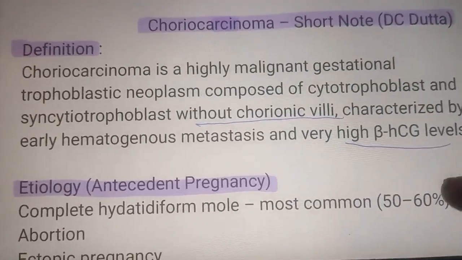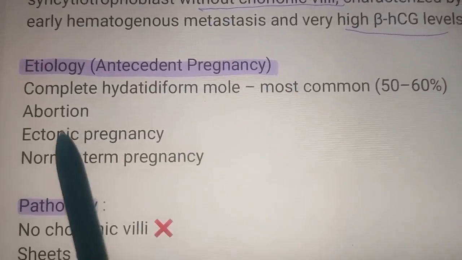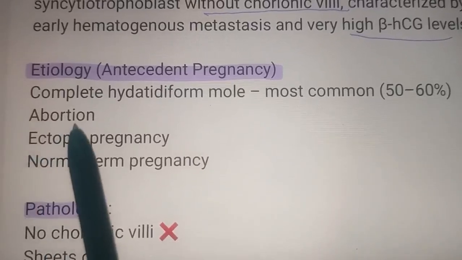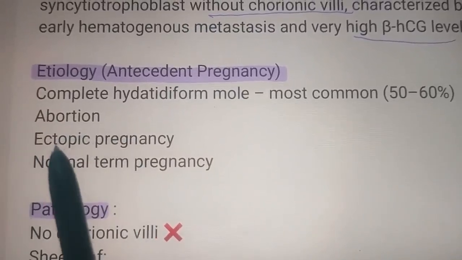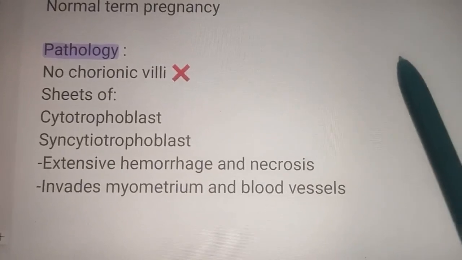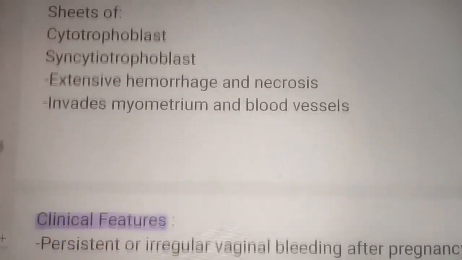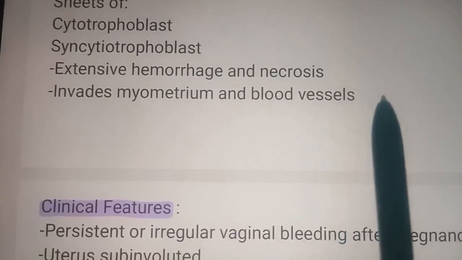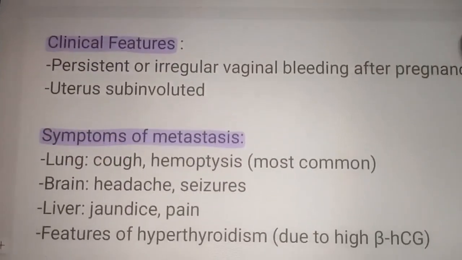Comes to its etiology, it is an antecedent pregnancy. Complete hydatidiform mole is most common. It means there will be no fetal tissue. It can occur after abortion, after ectopic pregnancy, and normal term pregnancy also. There will be no chorionic villi, we have studied. Sheets of cytotrophoblast and syncytiotrophoblast. Extensive hemorrhage and necrosis. It invades the myometrium and blood vessels. This comes under its pathology. Now comes to clinical feature.